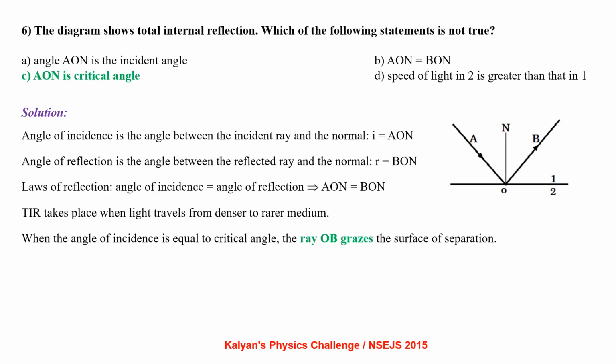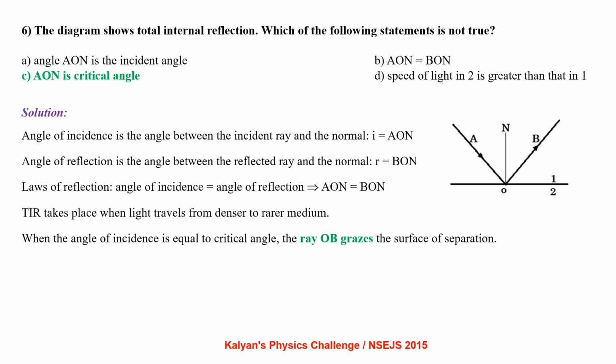The diagram shows total internal reflection. Which of the following statements is not true? As we can see from the diagram, the angle of incidence is the angle between the incident ray and the normal, that is AON. The angle of reflection is the angle between the reflected ray and the normal, that is BON. According to the laws of reflection, the angle of incidence is equal to the angle of reflection, that is AON equal to BON.